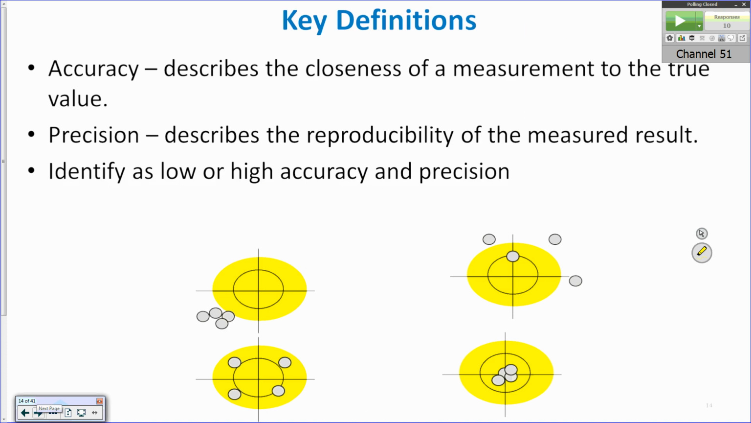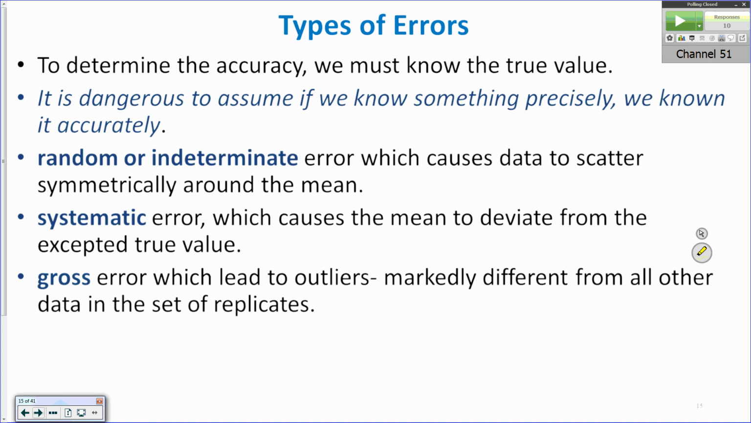So accuracy and precision, I went over those in the videos. One of the things we have to guard ourselves against, just like the one I showed you on the clicker question, is that assuming you know something precisely doesn't mean you know anything about its accuracy. They're completely isolated things, and they're due to 2 different types of errors.